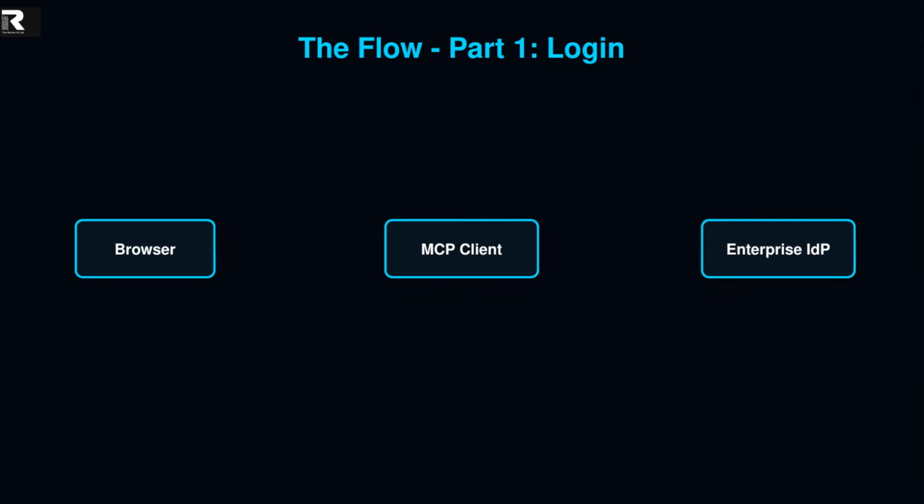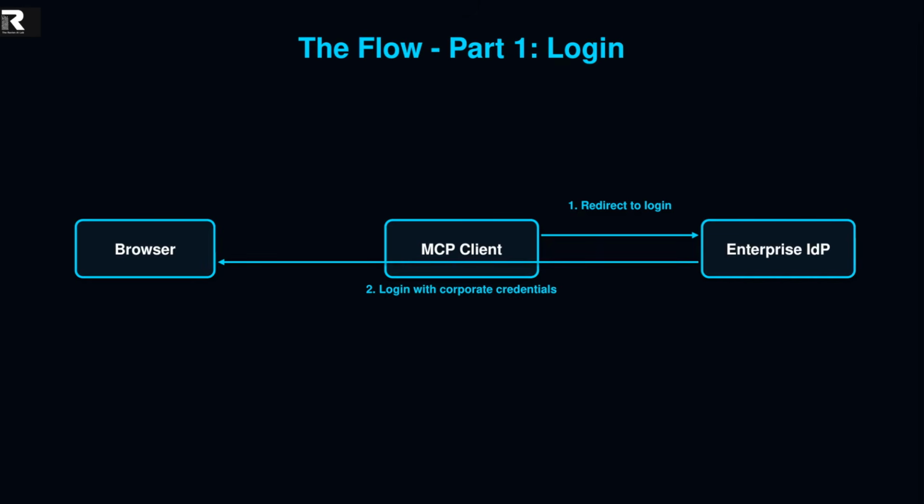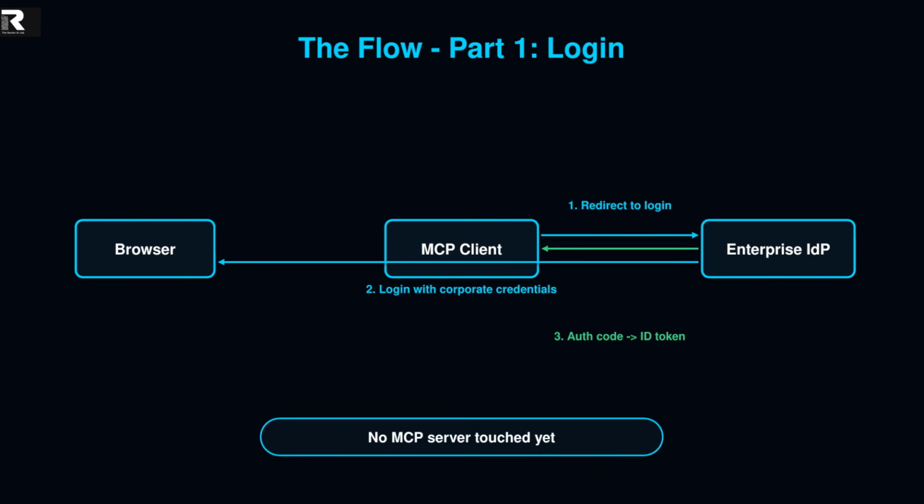Here's the actual flow. Step 1. The MCP client redirects the user's browser to the Enterprise IDP. Step 2. The user logs in with their normal corporate credentials. Nothing new to learn. Step 3. The IDP sends back an authorization code, which the client exchanges for an ID token. At this point, the user is authenticated to the MCP client. Nothing has touched an MCP server yet.